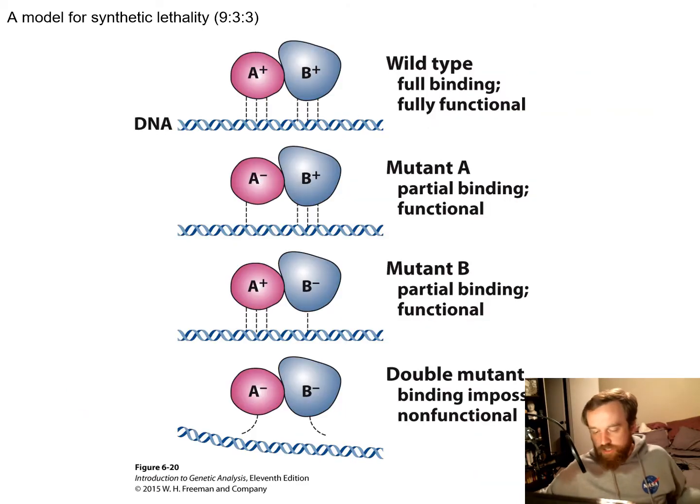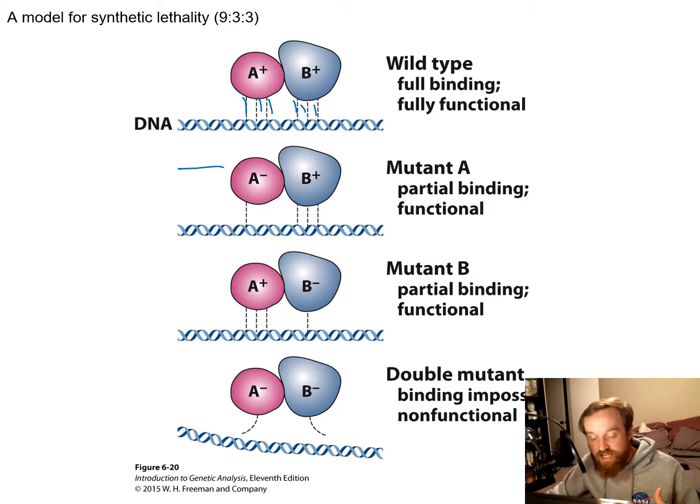Okay, so now we're going to talk about synthetic lethality. That is when the double mutant portion ends up exhibiting a lethal phenotype. So in this example, we have this protein complex of A and B, where both of them are binding to DNA to have transcription machinery or whatever they end up doing. And the A portion forms these 3 hydrogen bonds, and the B portion forms 3 hydrogen bonds with DNA, and that keeps it stuck to the DNA.